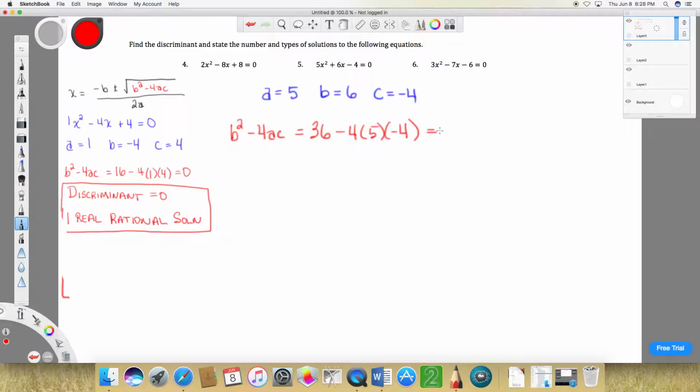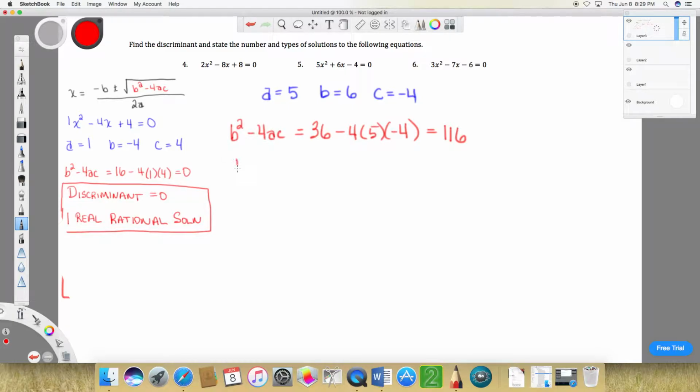So let's do that calculation. I don't want to mess it up, so I'm going to do it on a calculator. I think it's 36 plus 80. Let's see, 36 minus 4 times 5 times the negative 4. Yeah, 116. And 116 is not a perfect square. Let's double check that, but pretty confident it's not. If you take the square root of it with your calculator, you get a decimal number.